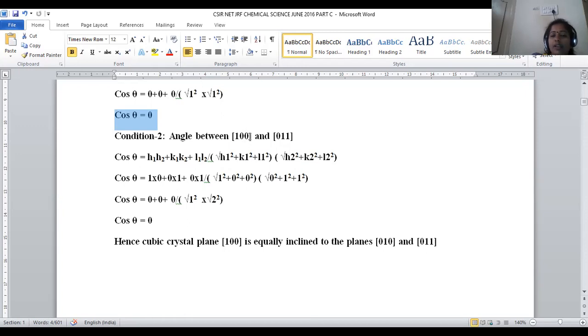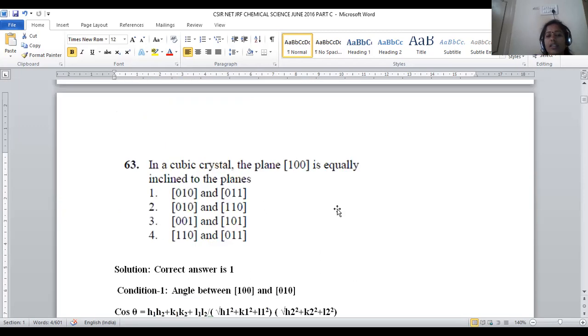Then here H1, K1, L1 correspond to this one, right? So 1 square plus 0 square plus 0 square, and 0 square plus 1 square plus 1 square, right? So again here we got 1 into 0, 0, 0 into 1, 0, 0 into 1, 0. 0 by any denominator term will become 0 itself, right? So here also the cos theta value becomes 0.